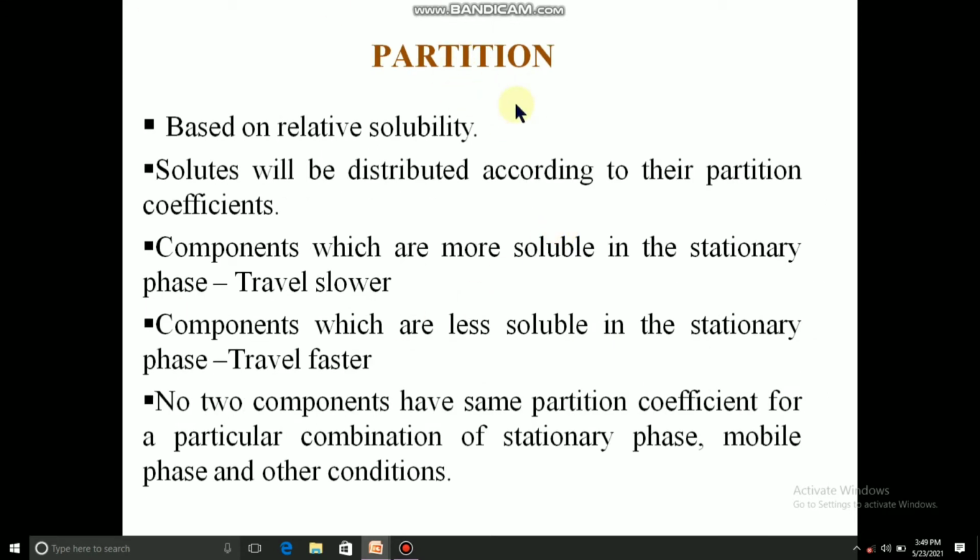Next one is the partition. Partition means based on the relative solubility. In adsorption chromatography we discussed that it is based on the relative polarities, but in partition it is based on the relative solubilities. Solutes will be distributed according to their partition coefficients. So partition chromatography works based on the partition coefficients of the components. Components which are more soluble in the stationary phase travel slower, and components which are less soluble in the stationary phase travel faster. Here also no two components have the same partition coefficient for a particular combination of the stationary phase, mobile phase and other conditions. This is about adsorption and partition chromatography.